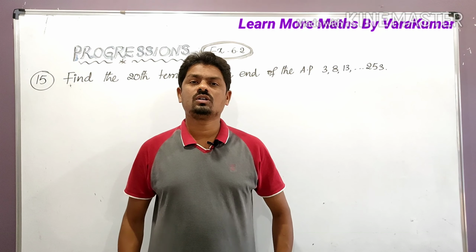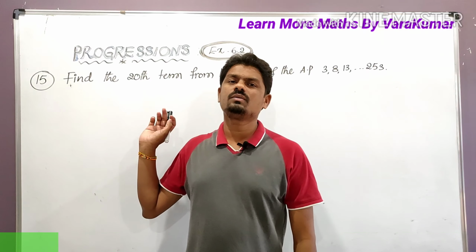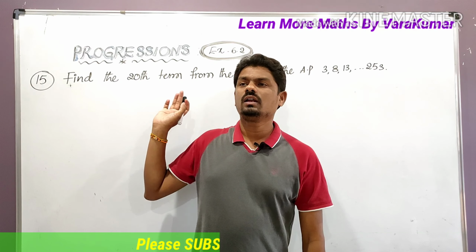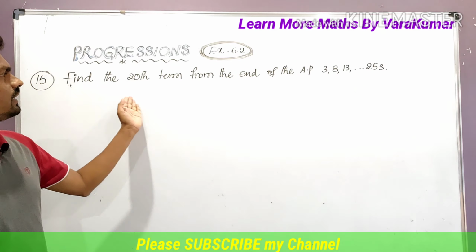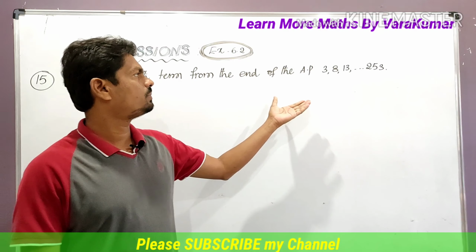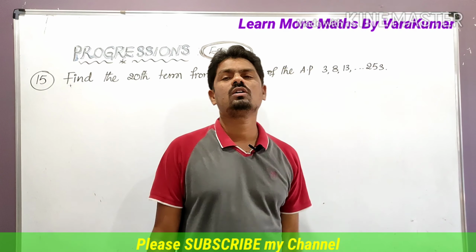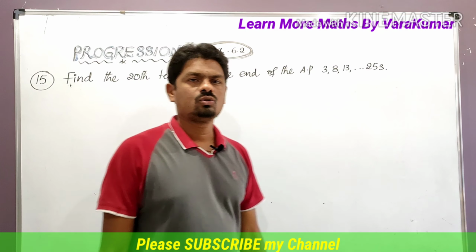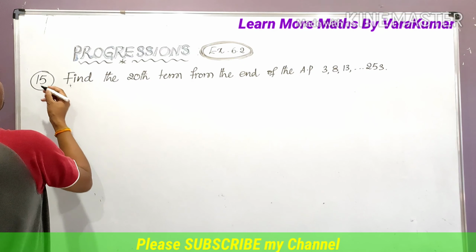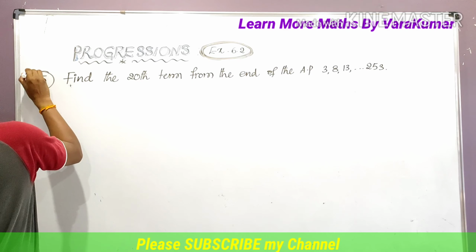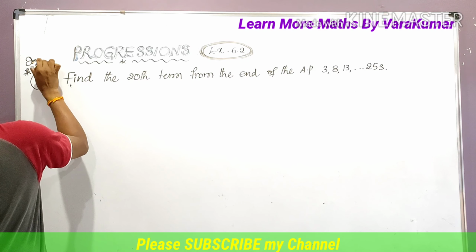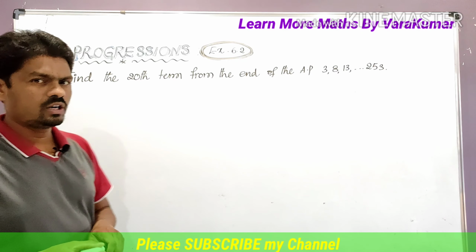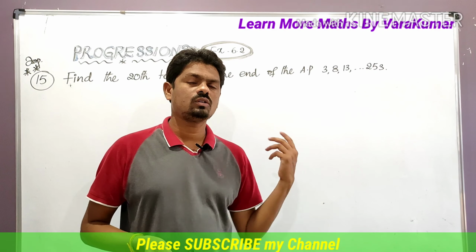Today we are going to solve a problem from the chapter Progressions, Exercise 6.2, 15th problem. Find the 20th term from the end of the AP 3, 8, 13 and so on, 253. Student, it is a very important problem. 2-3 times it has been asked in examination. There are two methods to solve this problem.